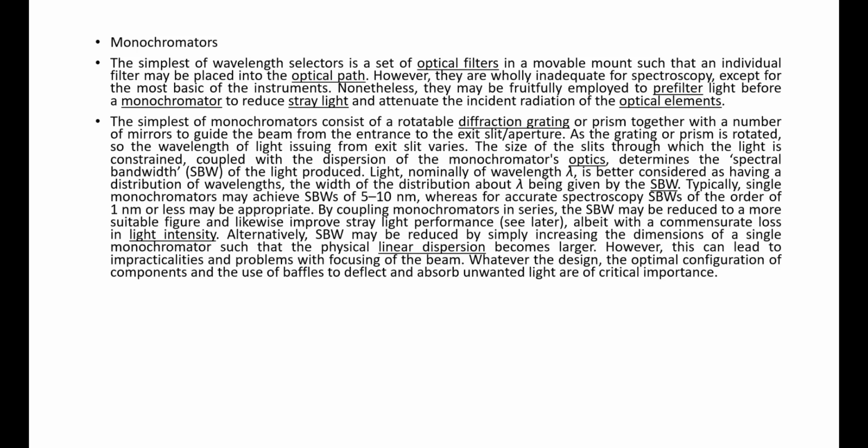Whereas in accurate spectroscopy, when you require 1 nanometer difference, that is 260, 261, 262 nanometers, a single wavelength difference, then you are going to have monochromators in series. So prisms, diffraction gratings and sets of mirrors are all arranged in series so that good precision can be achieved, and the SBW, the spectral bandwidth, can be as low as 1 nanometer, which is going to be very appropriate.